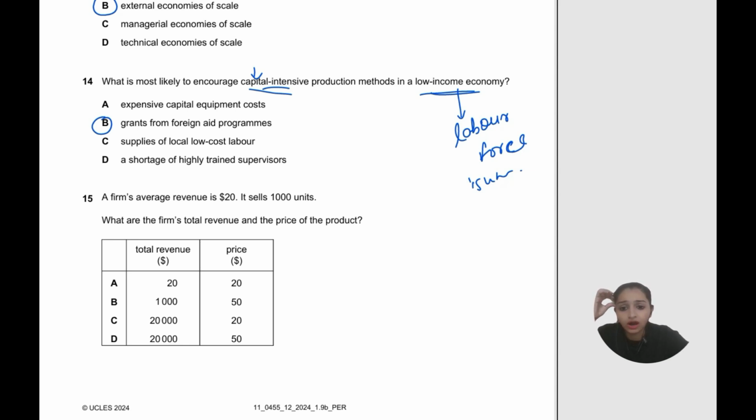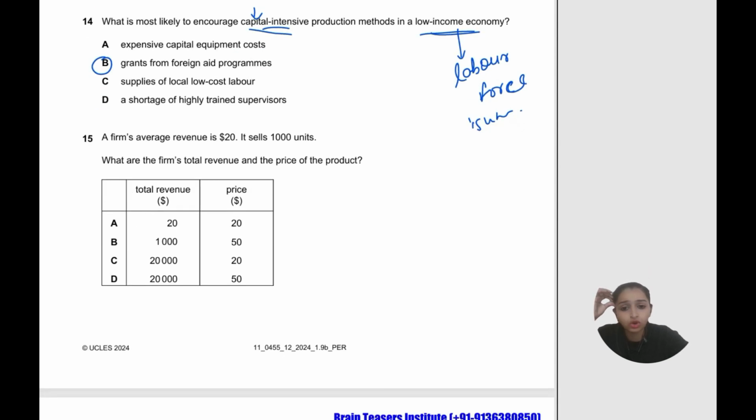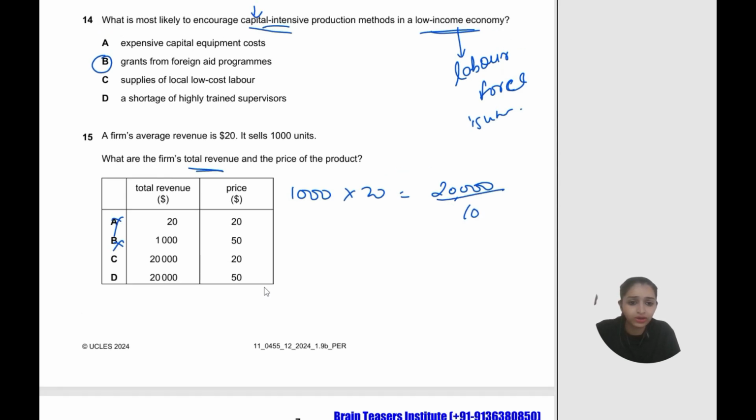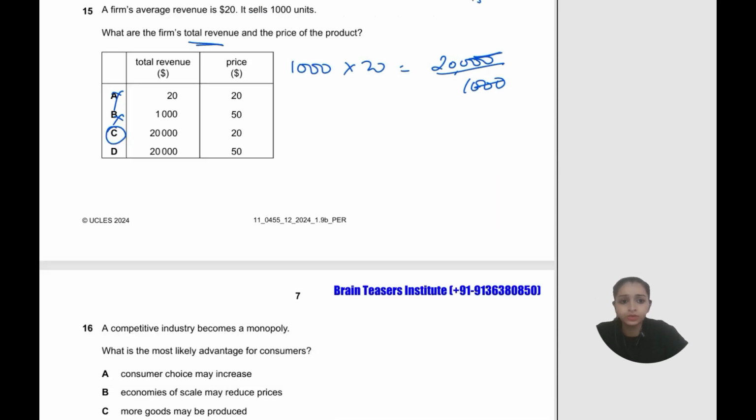Next question. A firm's average revenue is $20. It sells 1,000 units. They are asking us what is the total revenue and price for the product. Clearly, 1,000 into $20 will give me 20,000 as the total revenue. So option A and B are out of question. This divided by the total number of units will give me $20 as a price. So C becomes the answer.